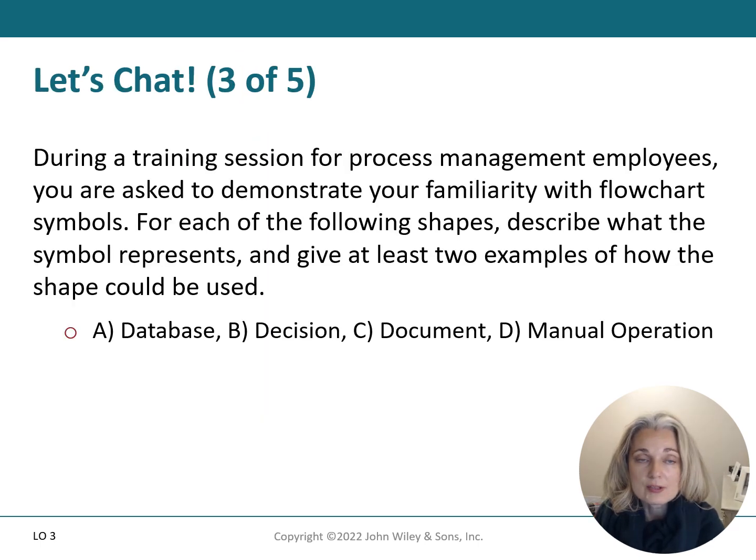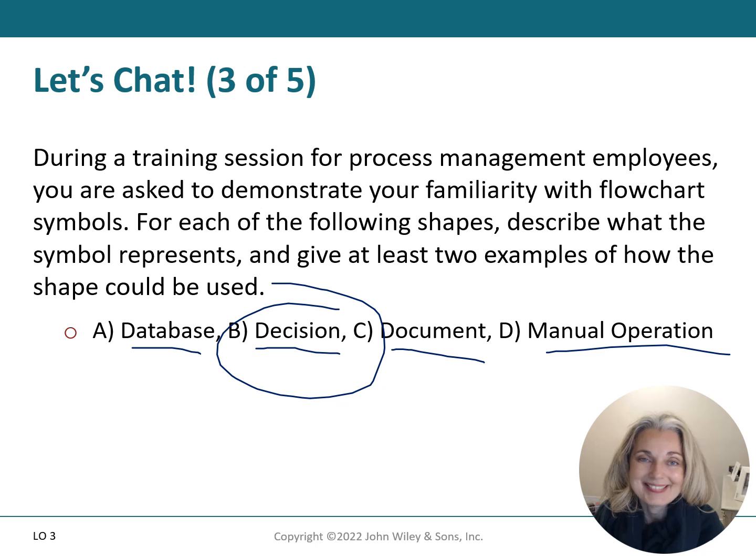If you have time, you can try to answer this question. During a training session for process management employees, you are asked to demonstrate your familiarity with flowchart symbols. For each of the following shapes, describe what the symbol represents and give at least 2 examples of how the shape can be used within a flowchart. So the database symbol, the decision symbol, the document symbol, and the manual operation. Remember, for your exam, you'll just need to know the decision symbol.